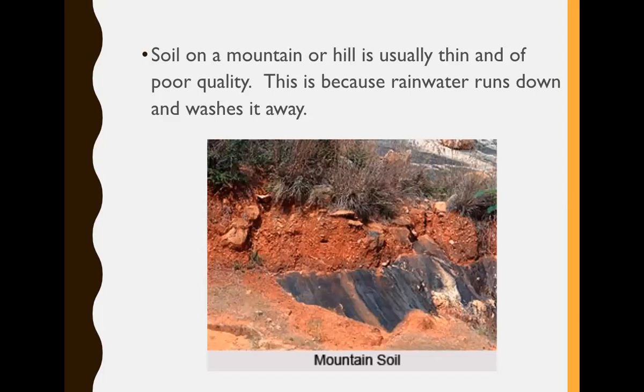All right, so soil on a mountain or hill is usually thin and of poor quality. And this is because rainwater runs down and washes it away. So think of a hill. So the rain comes down and it will wash everything away.